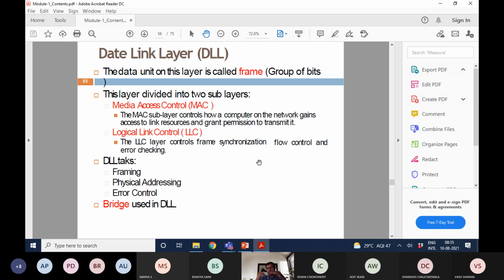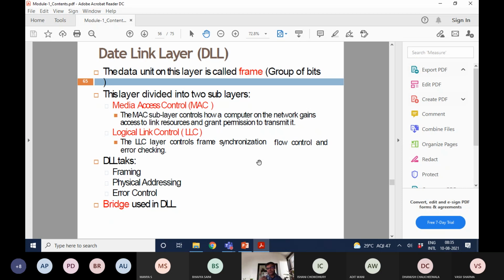Now, if we want to know much more detail about this data link layer, we have to divide this layer into 2 sublayers. There are so many tasks for the data link layer, so we divide it so that we can differentiate the 2 types of jobs done by the 2 sublayers. So what are the 2 sublayers?